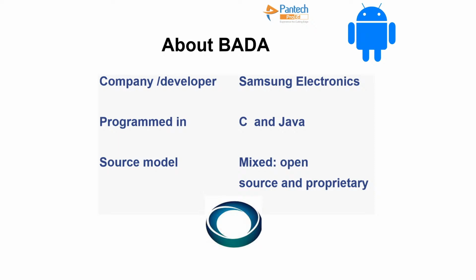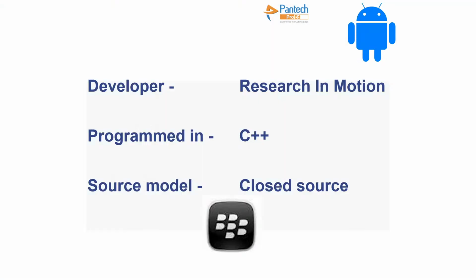So like this, we have different types of Android OS. That's why we mostly use Android: because it's open source, every person can modify their own OS. And we have Blackberry OS, which everybody will know about, I hope. This is from Research In Motion, it's C++ only, and the source model is closed source.